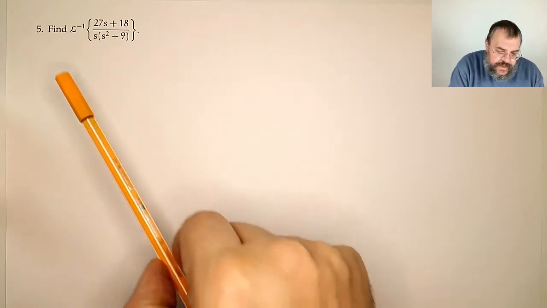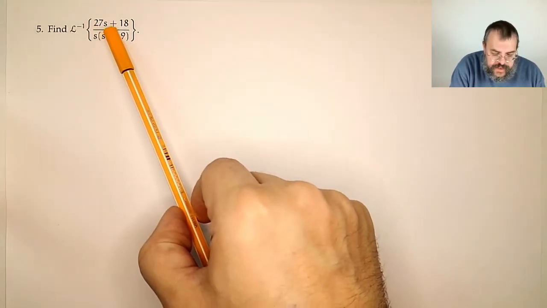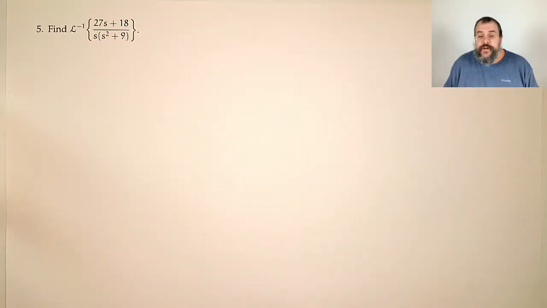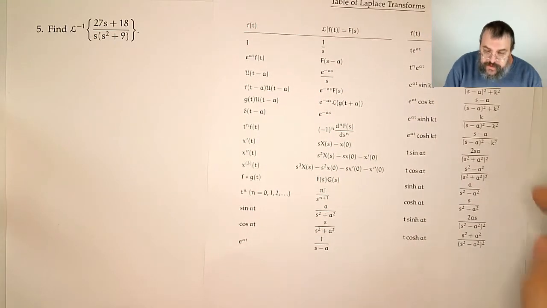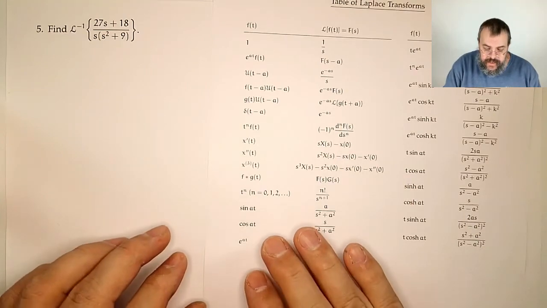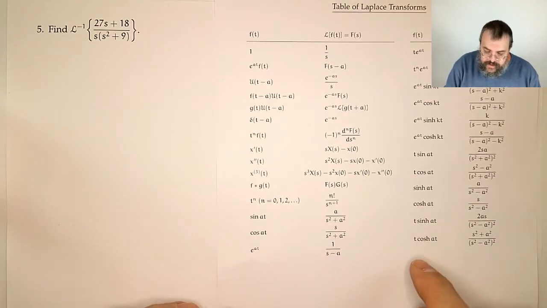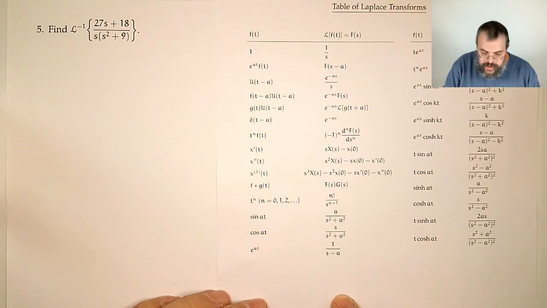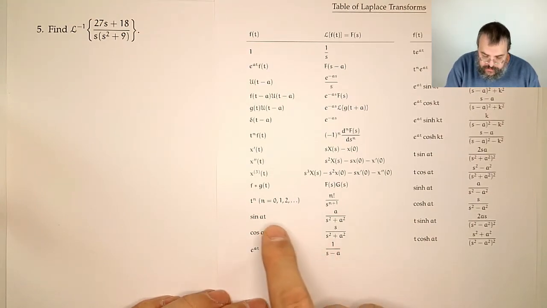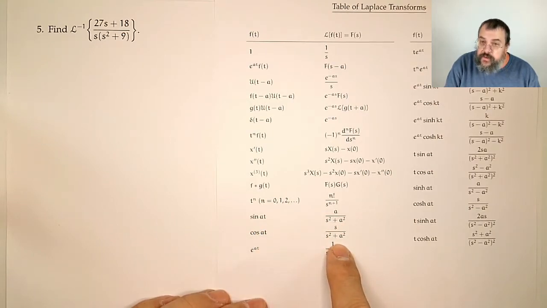Well, we're trying to find the inverse Laplace of (27s + 18) upstairs, s over s squared plus 9 downstairs. Now, when it comes to our table, the only way we can do the inverse of Laplace is if it looks like something on our table. Looking at it, we have things like 1 over s. That can be handled. There's 1 over s right there as well. And s squared plus 9, where is that? Oh, sine, or maybe a cosine.